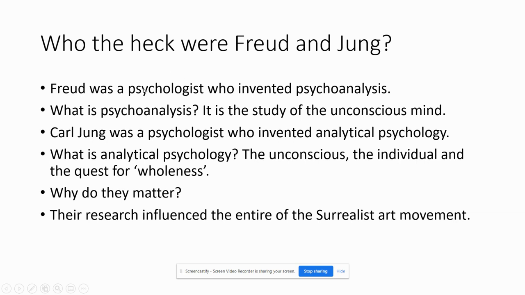Freud and Jung were psychologists and psychoanalysts. What is psychoanalysis? It's the study of the unconscious mind. This is the first time in history where humans have really started diving into their own brains and how they work. Analytical psychology is understanding the unconscious, the individual, and the quest for being a whole, happy human being.